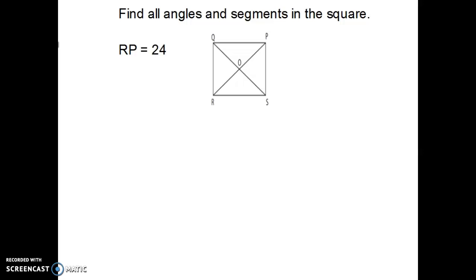So this is our last example. We're going to take a look at trying to find some segments and angles in this square. The only information that's given is the length from R to P. Our diagonal line is 24. Because it's a parallelogram, that means RP is being bisected, so I have 2 smaller segments that are each 12. Since the square is also a rectangle, my diagonal lines are the same length.